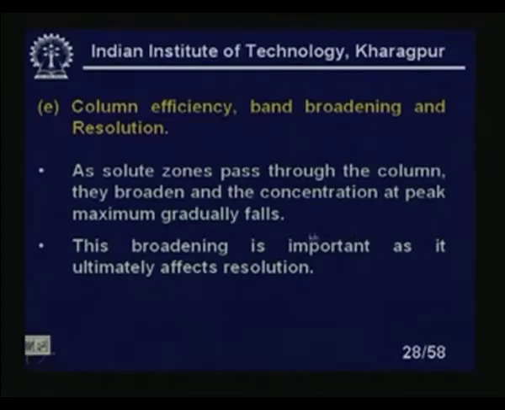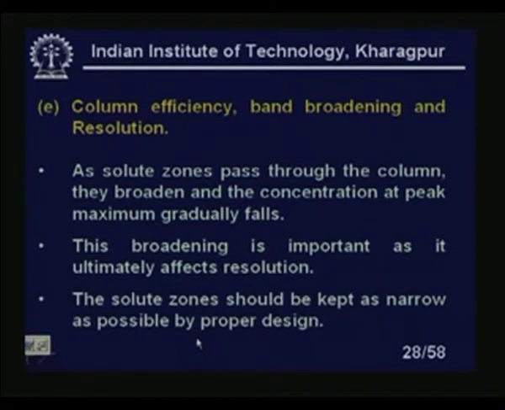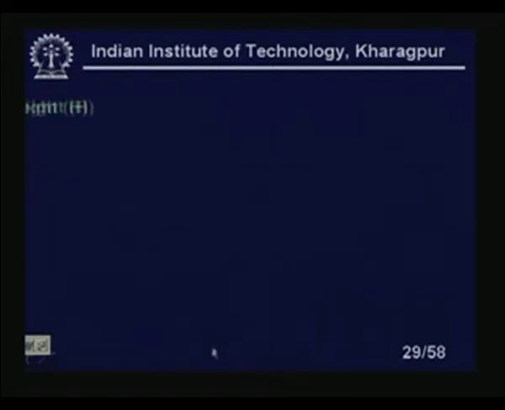So, broadening is important as it ultimately affects the resolution. If the broadening is higher, the resolution will be poor. The solute zones should be kept as narrow as possible by proper design. So, we should have a very narrow zone, so that the peak will be very sharp.